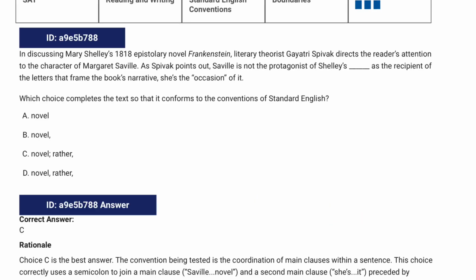Here's another one. The word is rather. This is an adverb that shows the connection between the two sentences. And we have two complete sentences here. So to the left is a complete sentence and to the right. So we expect either a period or a semicolon. And then we set apart the adverb with a comma.